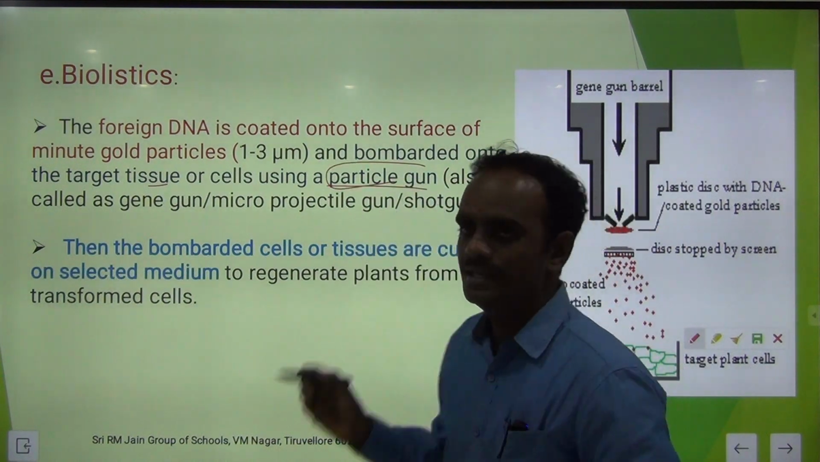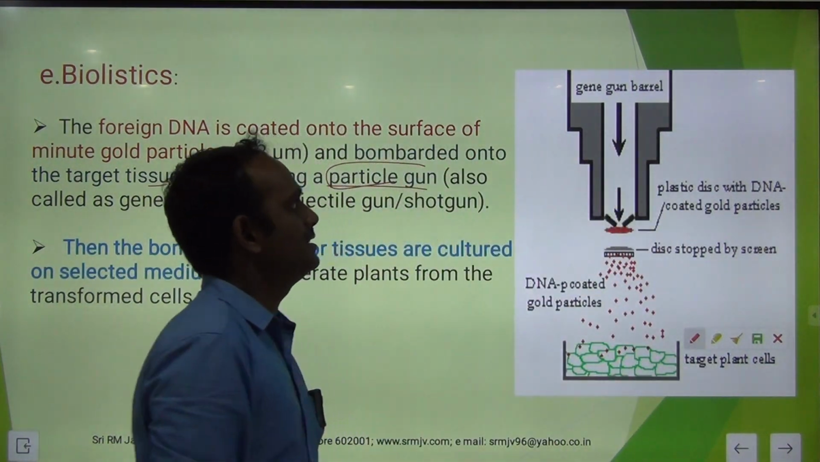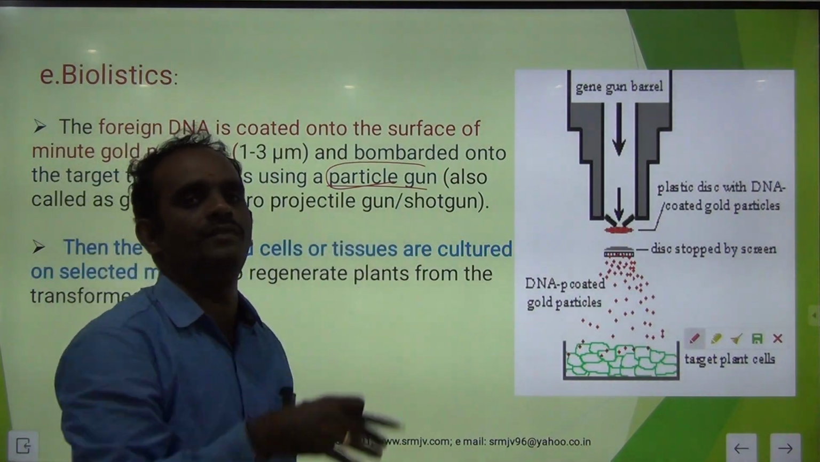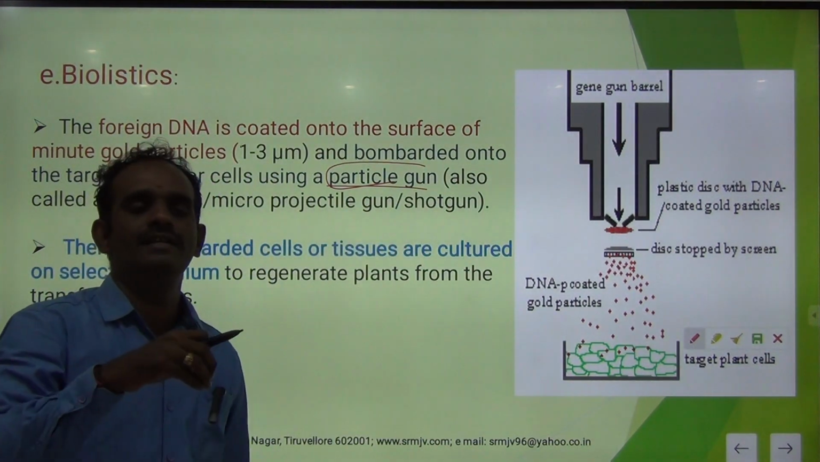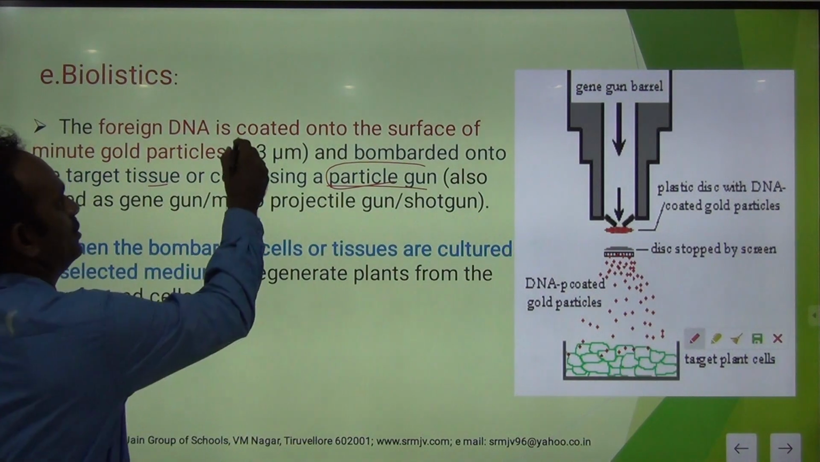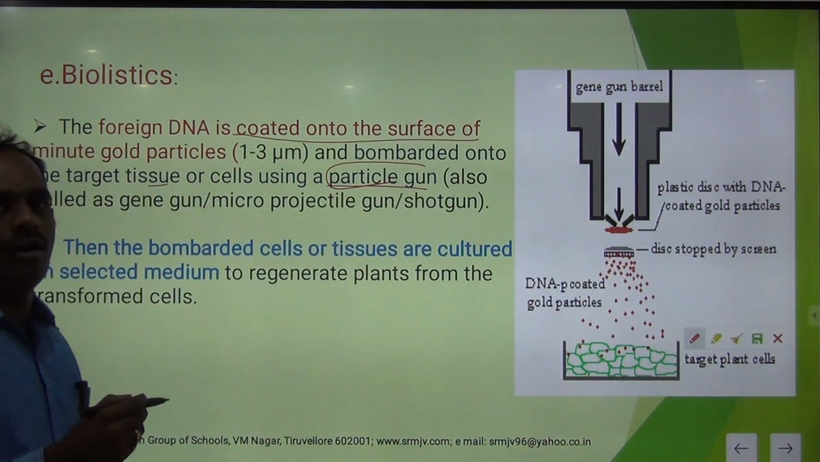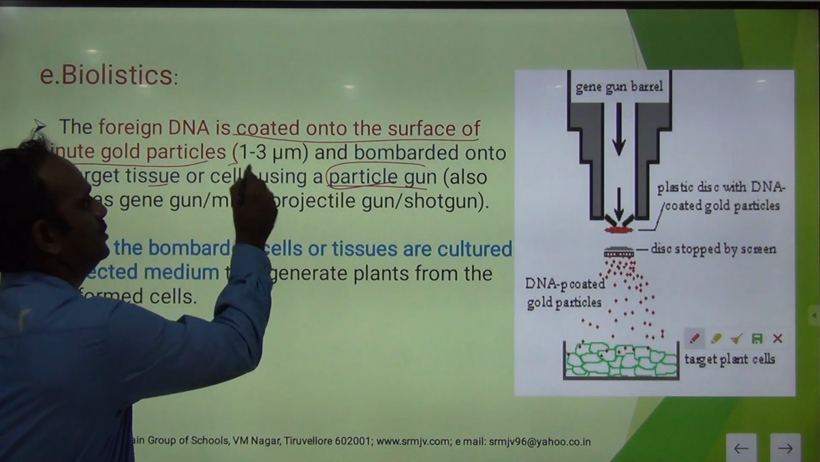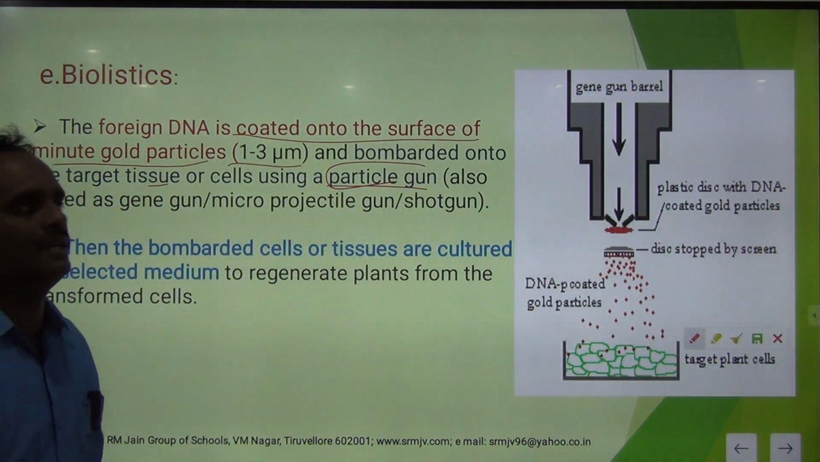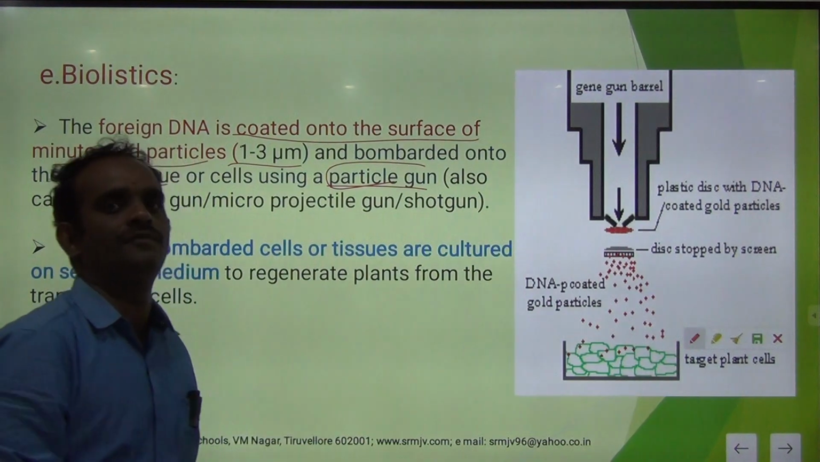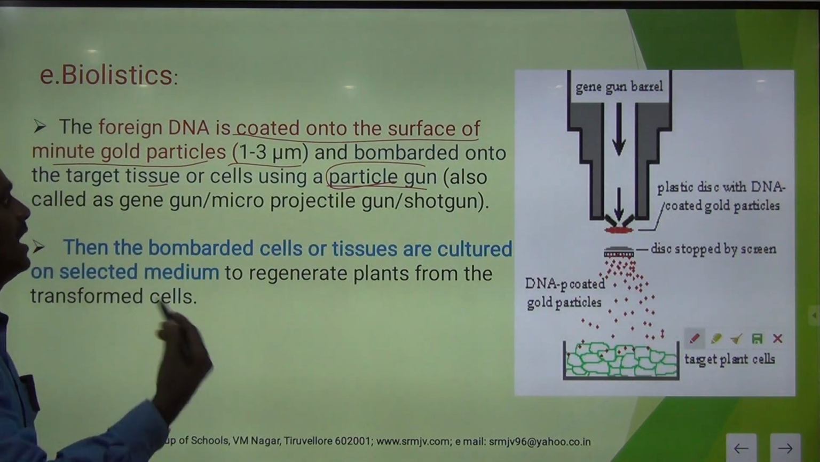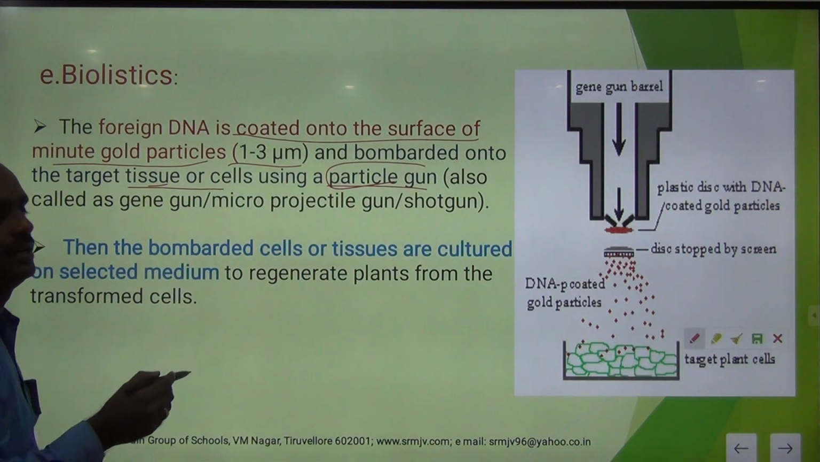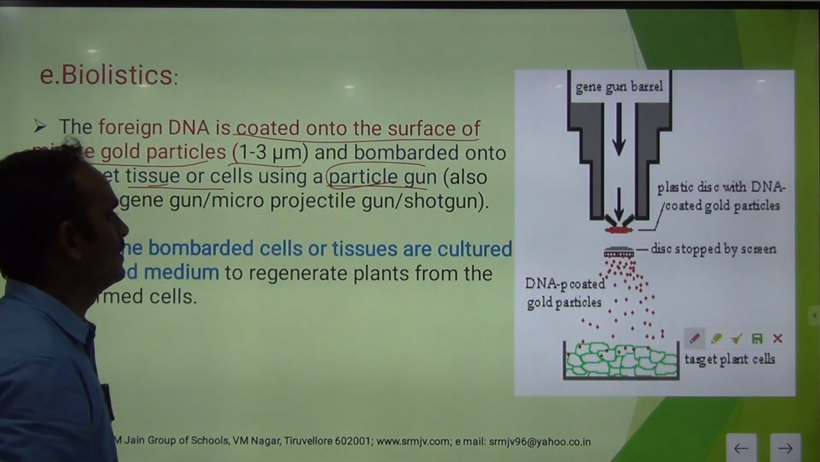Very important. See the picture here. This is the particle gun. This gun is loaded with foreign DNA. The foreign DNA is coated on the surface of minute gold particles. The size is 1 to 3 micrometer. This gun is loaded with the foreign DNA, and after that it is bombarded onto the target tissue, with the help of this gun only.